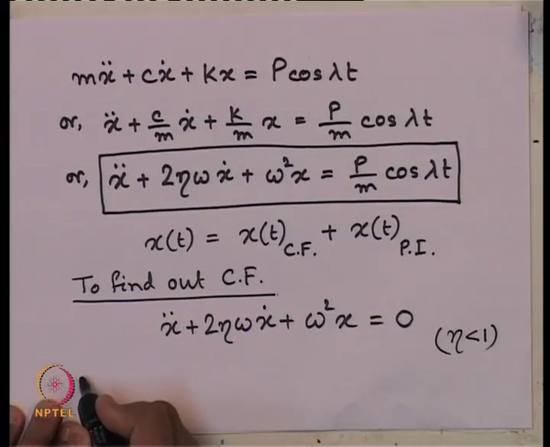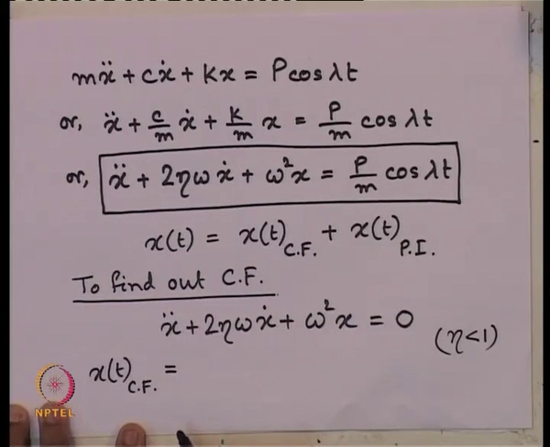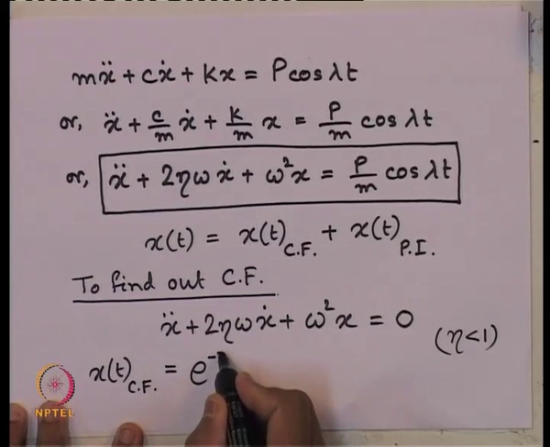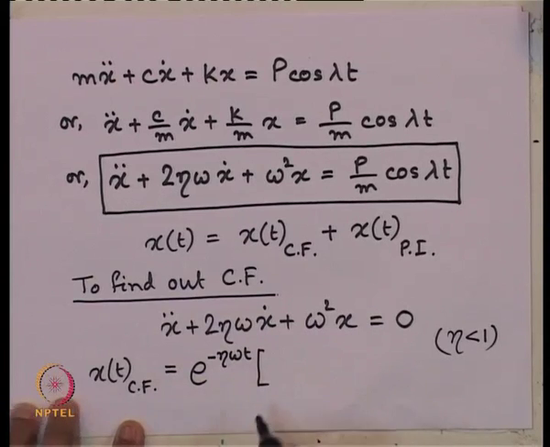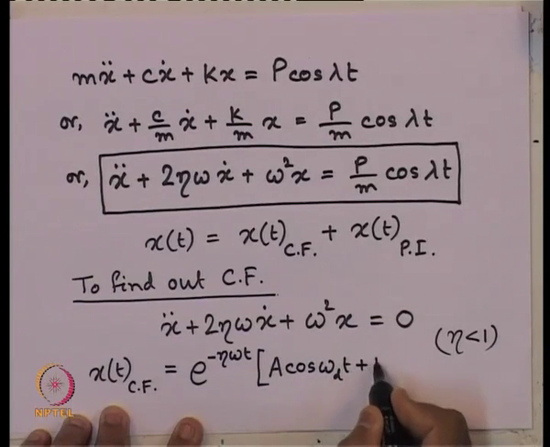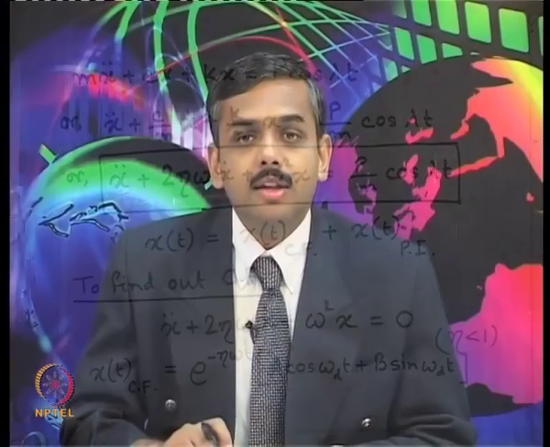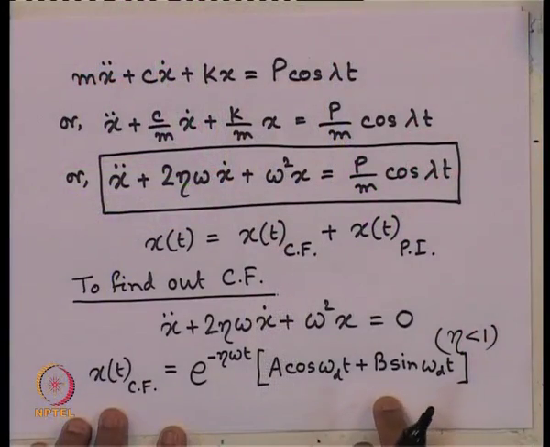So, when we are writing down the solution x of t, the complementary function is known to us. What was the solution? The solution was e to the power minus eta omega t times a cosine omega d t plus b sine omega d t. That was the solution. One point I want to highlight here: in this solution, when we are writing the constants, we need to put here a and b only, not x naught cos omega d t plus that function of x naught and x naught dot of sin omega d t.